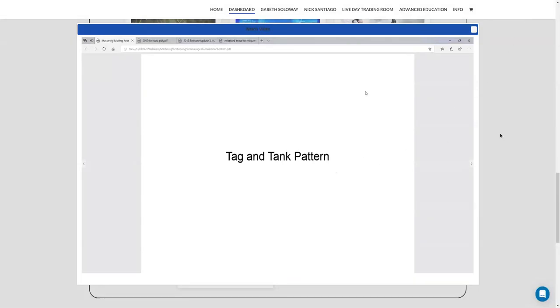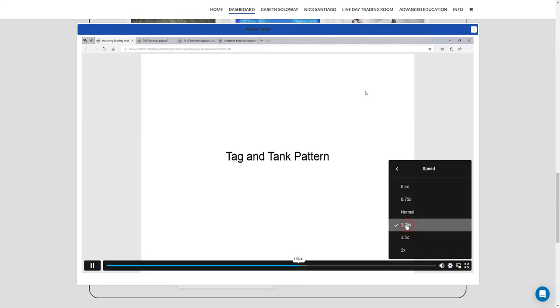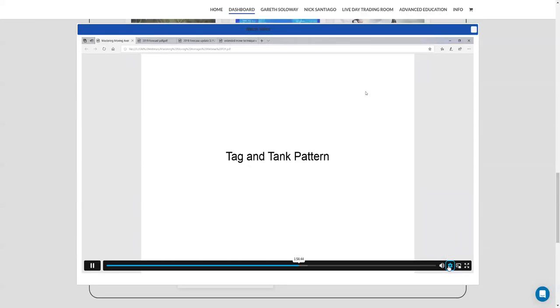Tag and tank. Let's talk about tag and tank. How many of you from the methodology course know what tag and tank is? So it's basically the same premise. For those of you that don't know, it's just basically using the 20 period moving average. When price gets extended from the 20 and comes back into it, it usually will be pretty good support. Okay, so tag and tank.